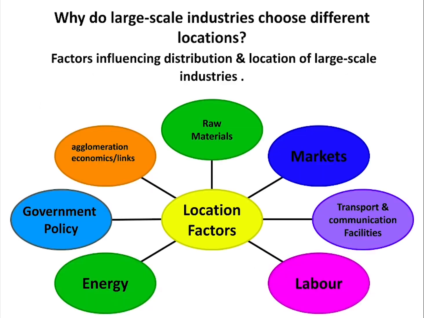Another important topic from this chapter is the factors affecting the location of modern manufacturing industries. In other words, they may ask the question: why do large-scale industries choose different locations? Below we have one diagram. That diagram tries to explain the factors which affect the location of modern manufacturing large-scale industries. Here we are going to discuss each factor one by one.